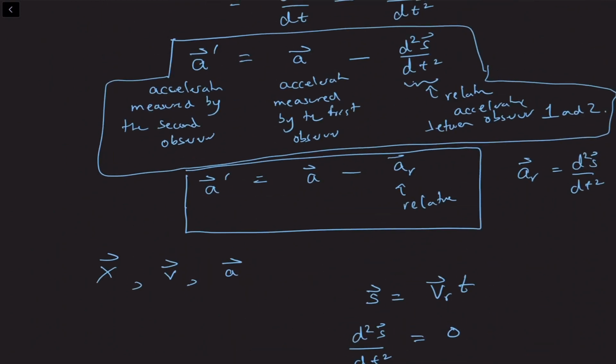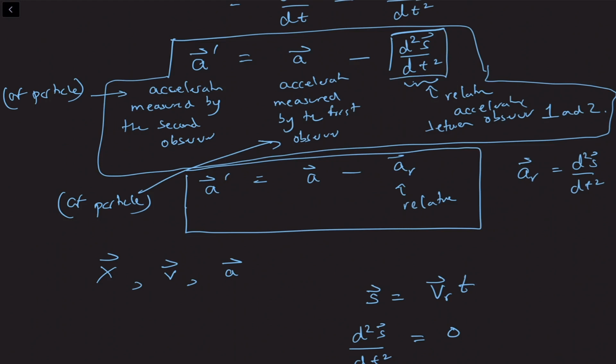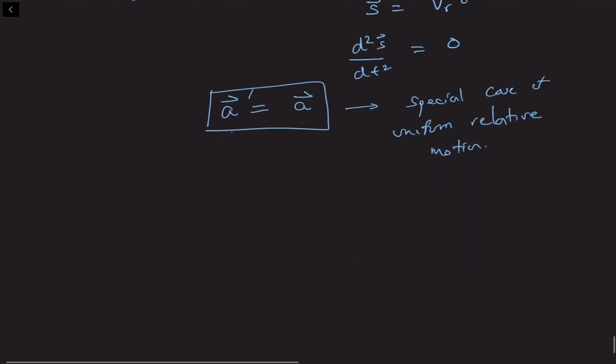And when I say acceleration measured by the second observer, this is the acceleration of a particle, some object that both observers are looking at. And the key thing that does the translation between these two dictionaries is the relative acceleration between the two different observers. In the special case of uniform relative motion, that relative acceleration is 0, and the acceleration of any particle as measured by the second observer is exactly the same as the acceleration as measured by the first observer.